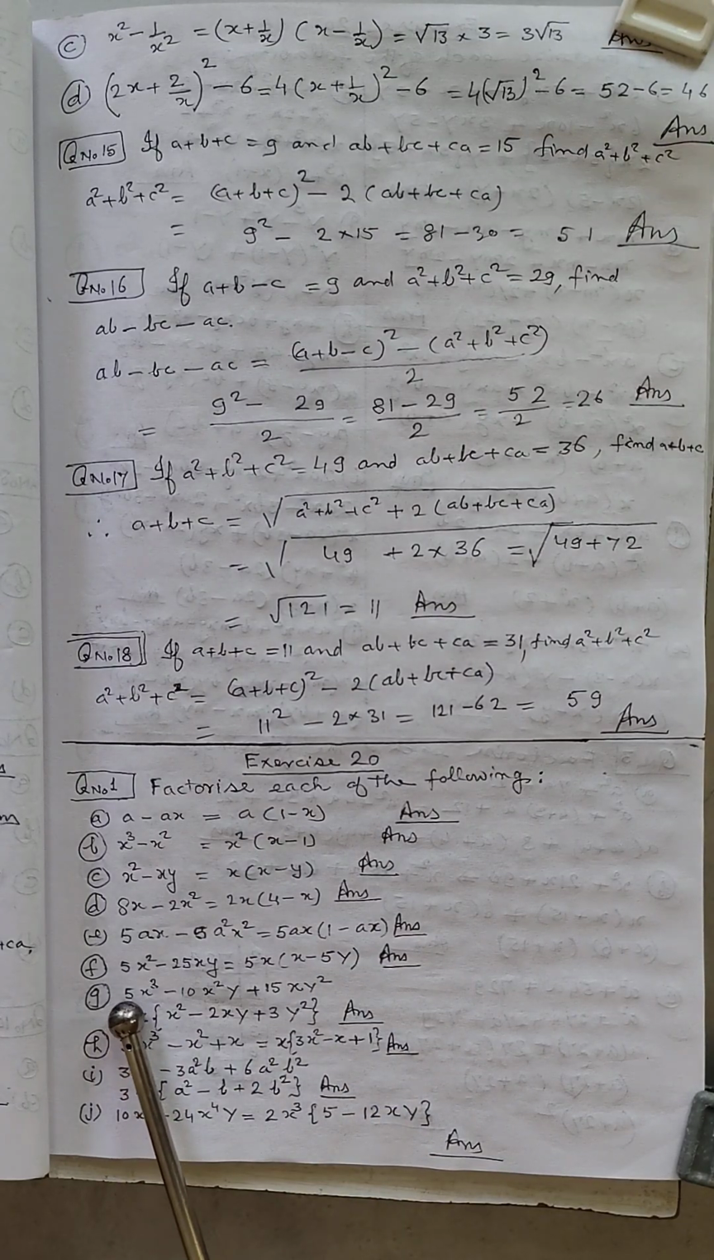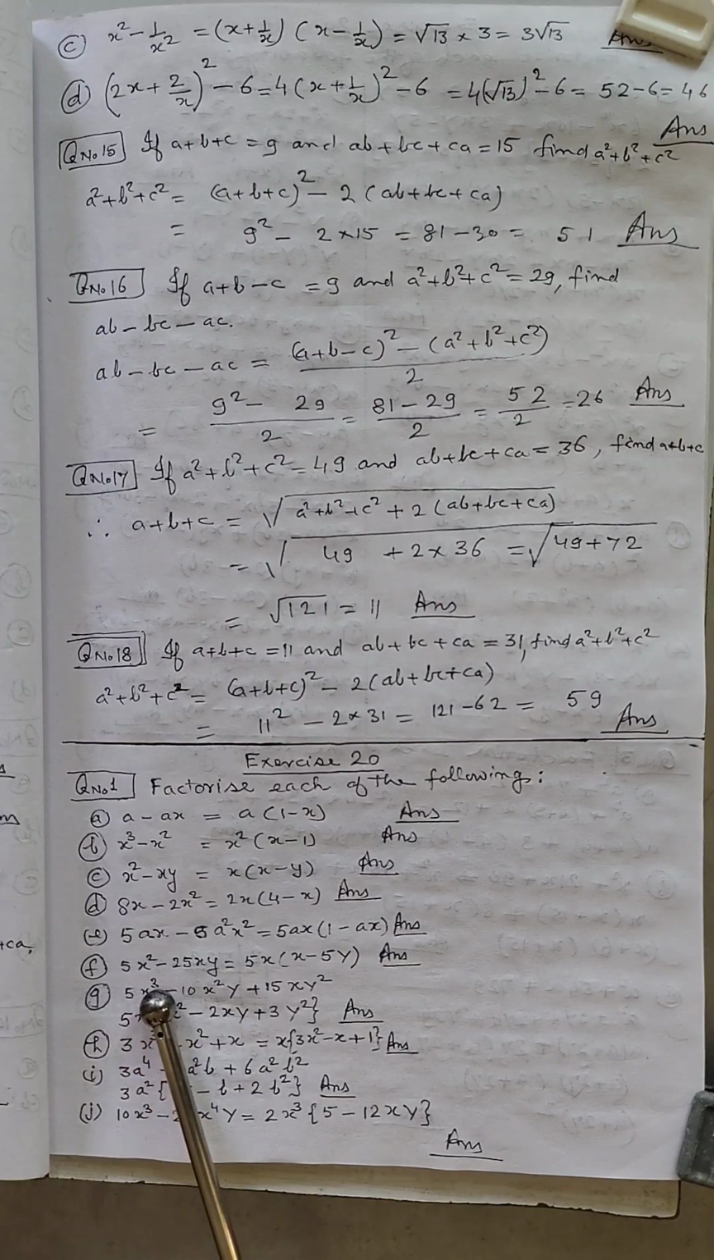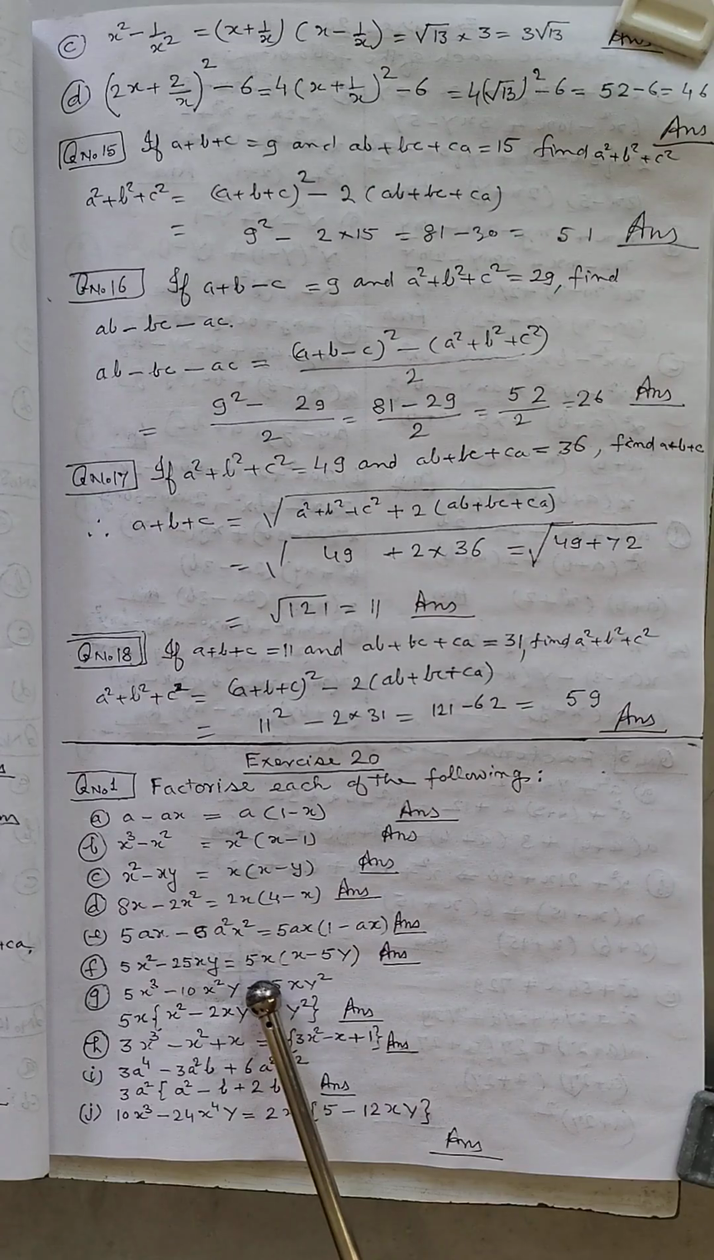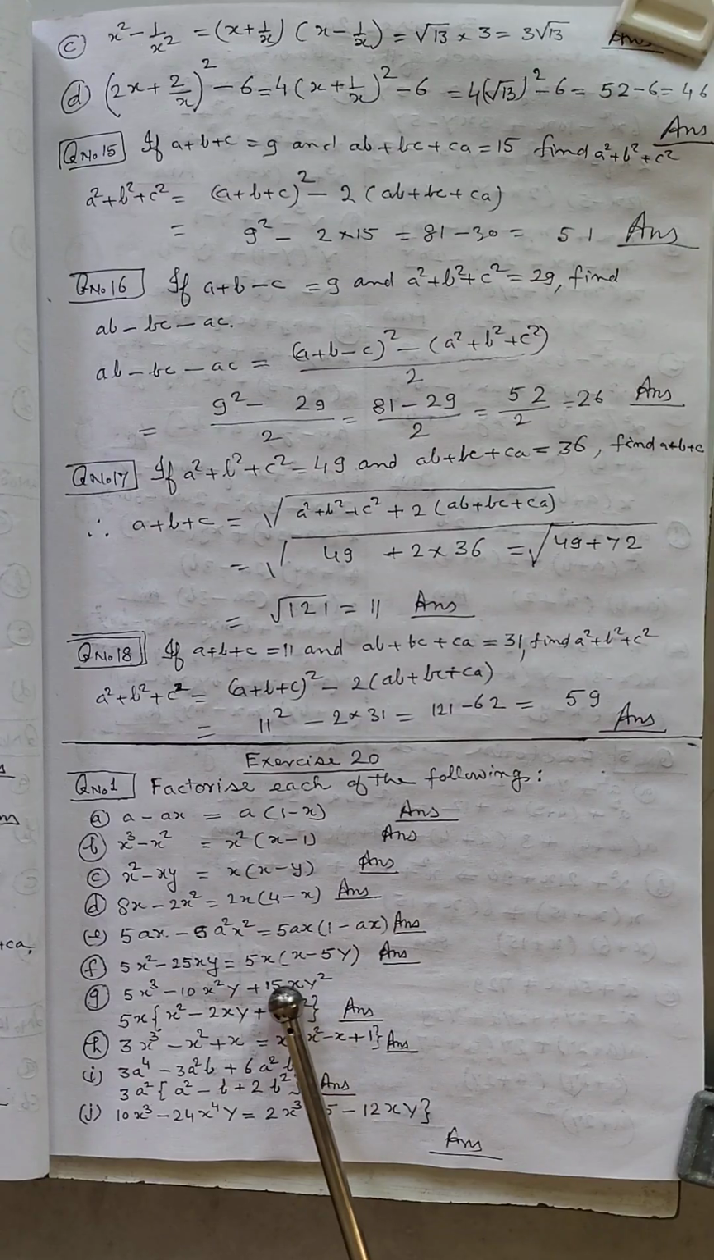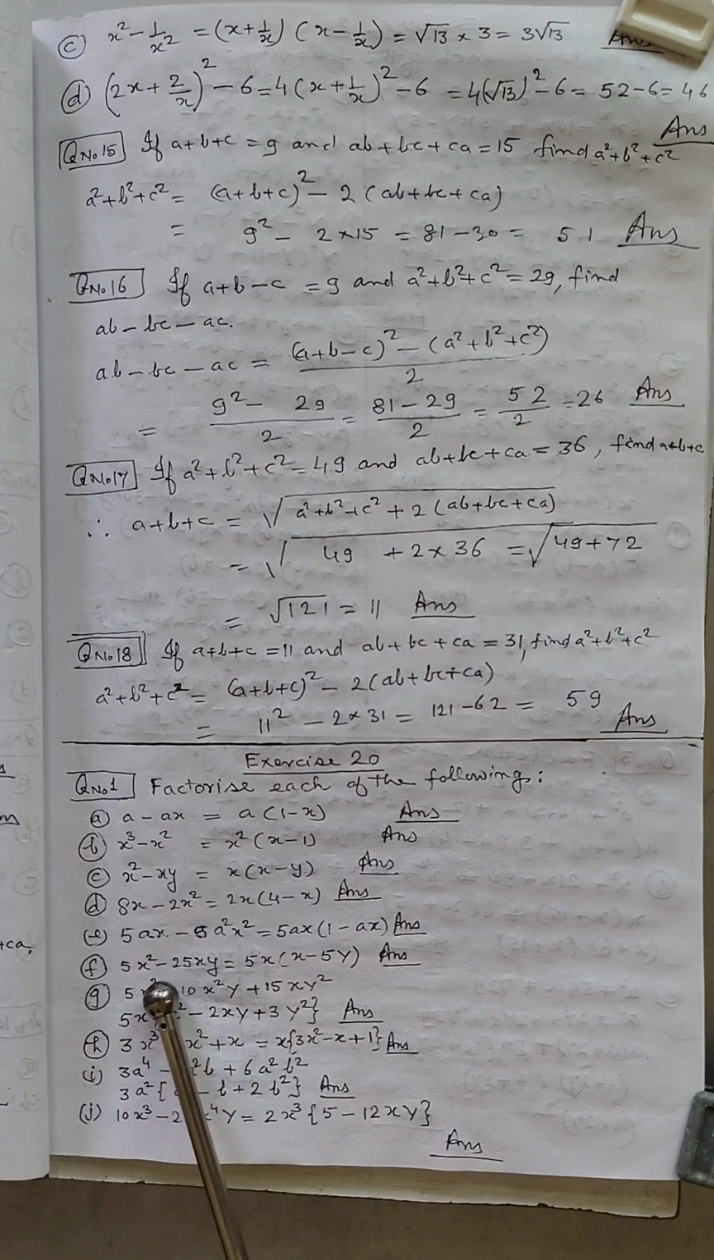Now come to the f part, that is 5x square minus 25xy. So I have taken 5x common. Inside the bracket we are having x minus 5y. You can verify by just opening this bracket so that you can get the given question.